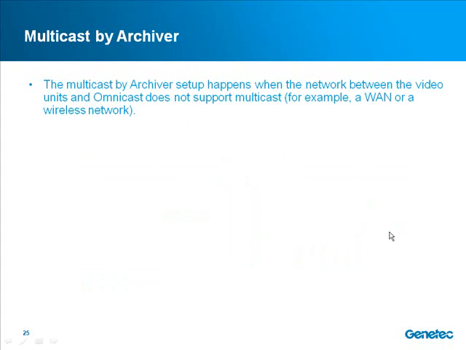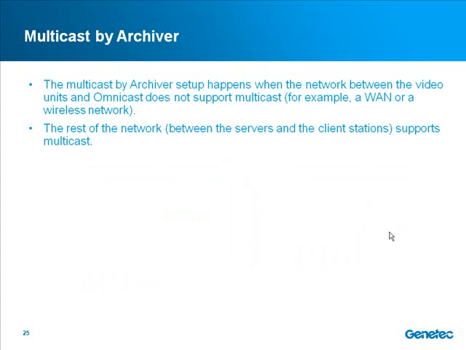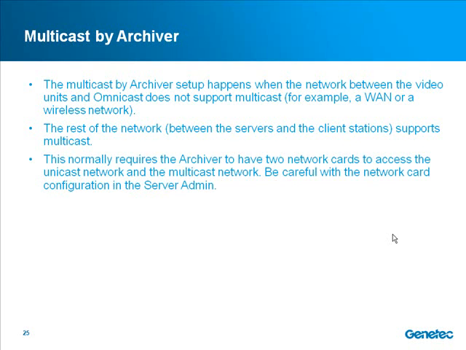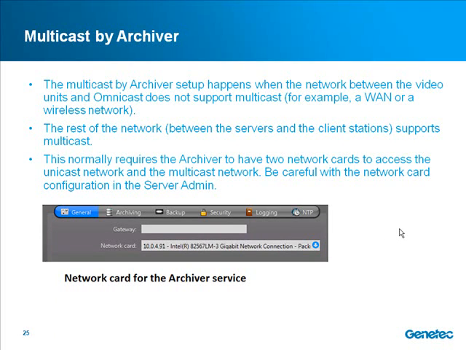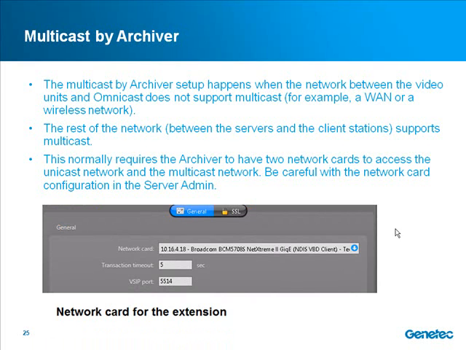Now we'll see our second setup, multicast by archiver, for when the network between the video units and Omnicast does not support multicast. This could be because the units are on a WAN or a wireless network, or the unit does not support multicast. In this setup, the rest of the network between the servers and the client stations supports multicast. One thing to note is that the archivers in this kind of setup usually have multiple network interface cards to be able to access the Unicast network and the multicast network at the same time. So be sure to check the archiver service and the extension settings in the server admin to make sure they're assigned the correct NIC.